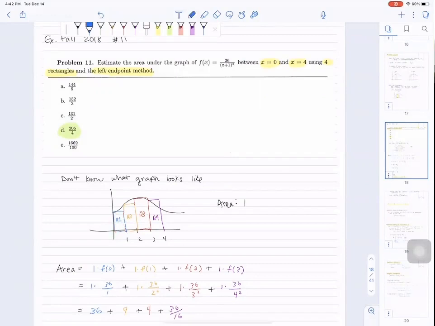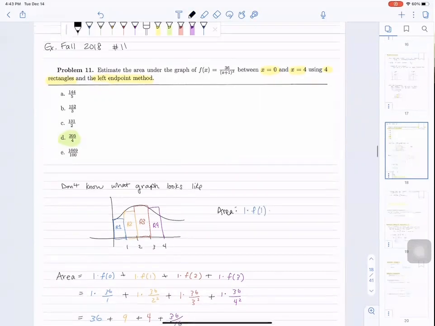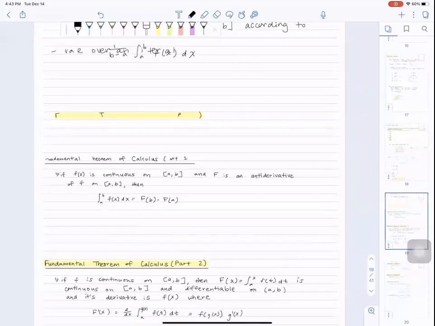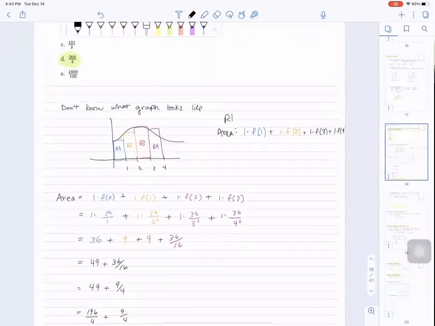That would be your width, which is 1, times your height. What is your height going to be now? In this interval 0 to 1, what is the right endpoint? It's 1. So you're going to want to use the height for x equals 1, and that is f evaluated at 1. Then you're going to add the area of the orange rectangle. What is the height going to be for the orange rectangle? Your right endpoint is 2, so it's going to be f at 2. And then you'll get 1 times f of 3 plus 1 times f of 4. Oh, sorry, so this would be for the right Riemann sum.